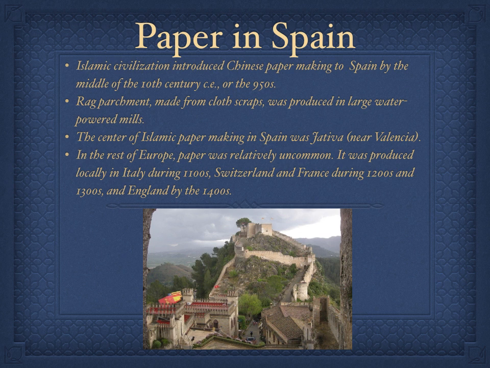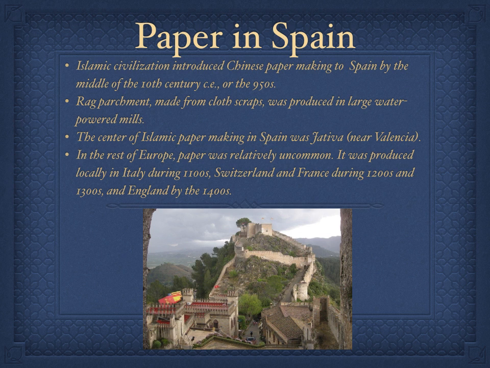We should also speak a little bit about paper in Spain because it had a pretty significant impact in Spain much earlier than in other places in Europe. Specifically, the Islamic civilization introduced Chinese paper making to Spain by the middle of the 10th century of the Common Era, or the 950s. So it's a fairly early development.